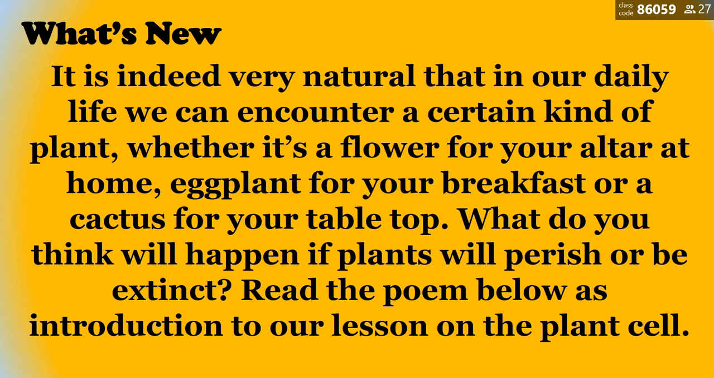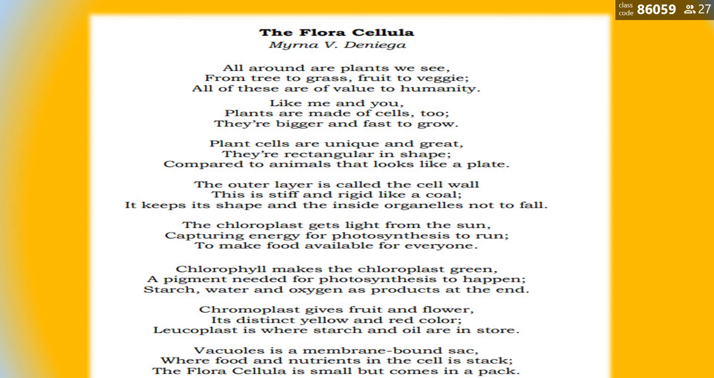Read the poem below as introduction to our lesson on the plant cell. All around our plants we see, from tree to grass, fruit to veggie, all of these are value of humanity. Like me and you, plants are made of cells too. They're bigger and fast to grow. Plant cells are unique and great. They're rectangular in shape compared to animals that looks like a plate. The outer layer is called the cell wall. This is stiff and rigid like a coal. It keeps its shape and the inside organelles not to fall. The chloroplast gets light from the sun, capturing energy for photosynthesis to run, to make food available for everyone.